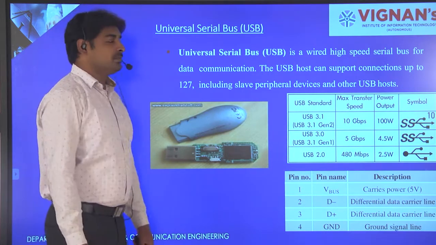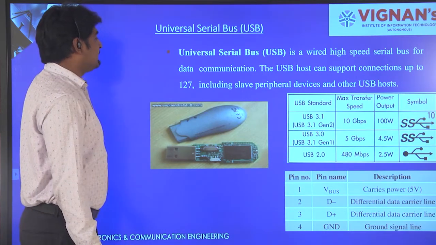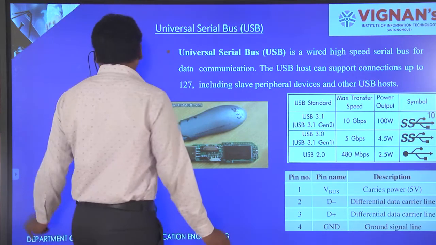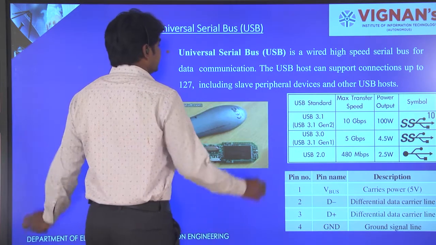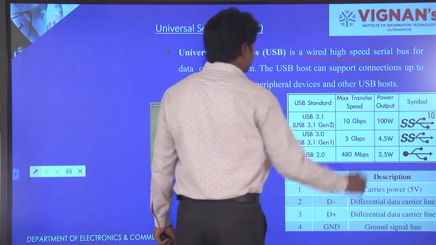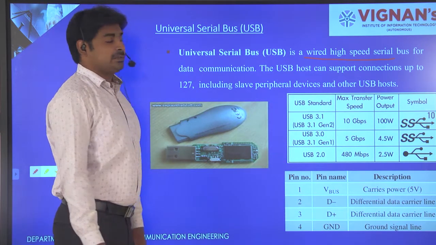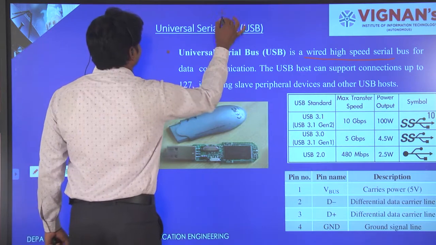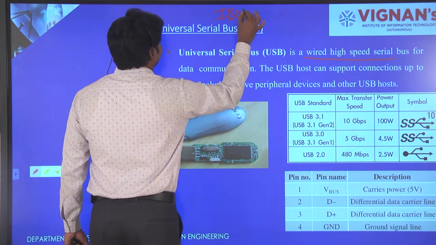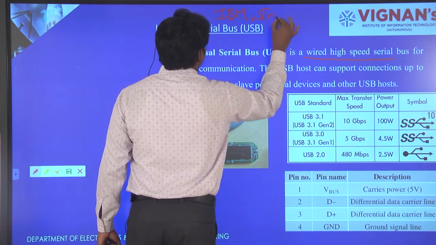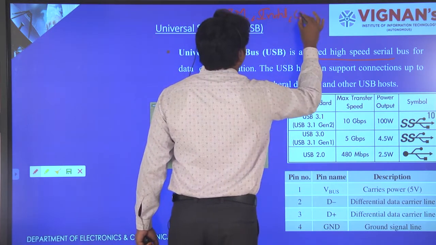Next, USB. USB means universal serial bus. It is a wired high speed serial bus, and this USB was developed by IBM, Intel, Compaq.